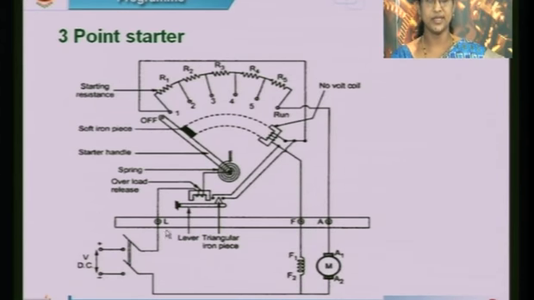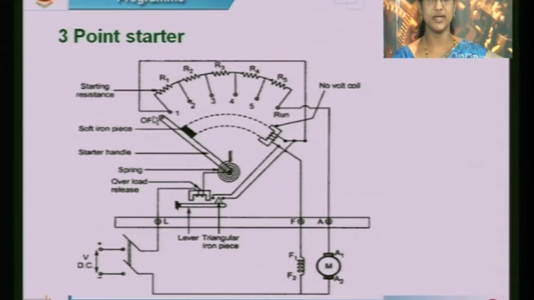Here you see that there are 3 terminals L, F and A. So, this L is connected to the positive polarity of the supply, this F is connected to the field winding, this A is connected to the armature. Since there are 3 main points, that is L, F and A, this is called a 3-point starter. And also there are some contact points.